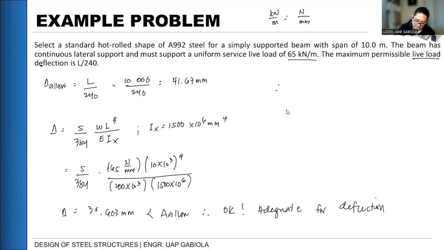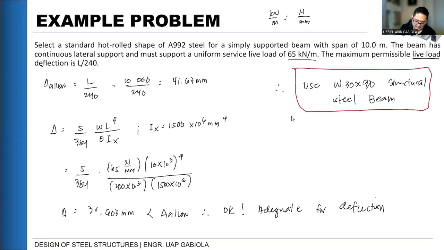Okay? So therefore, use W30x90 structural steel beam. Okay? So, yung magiging section natin, lightest section na pwede natin gamitin for this loading. Okay? Question dito sa first example for verification.